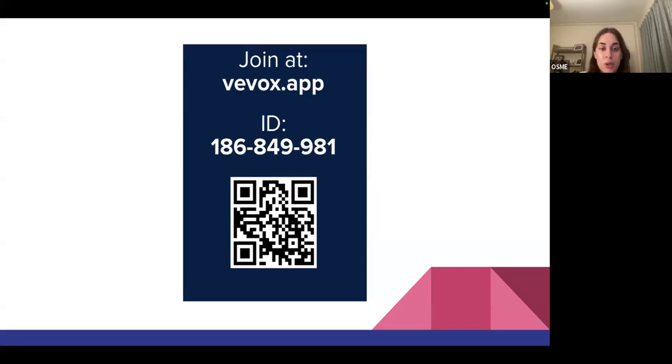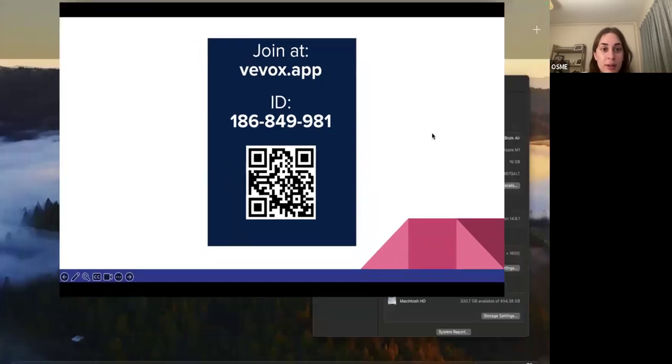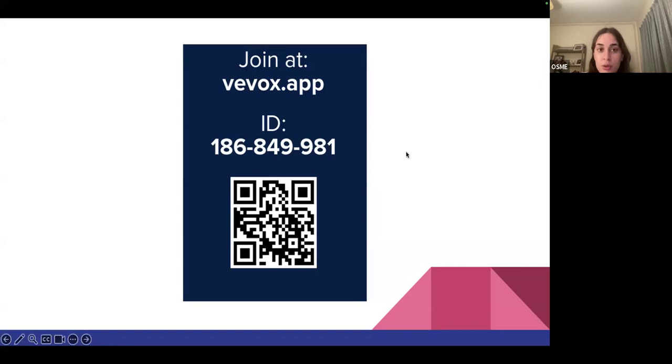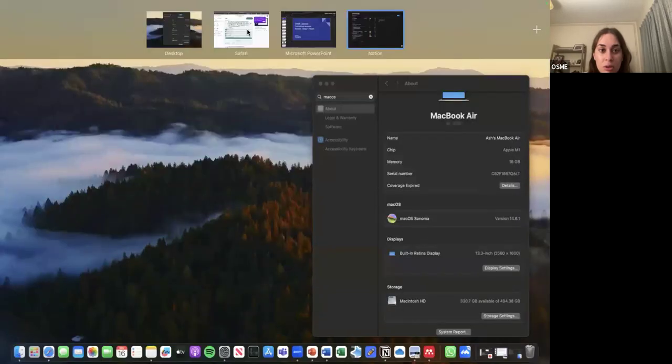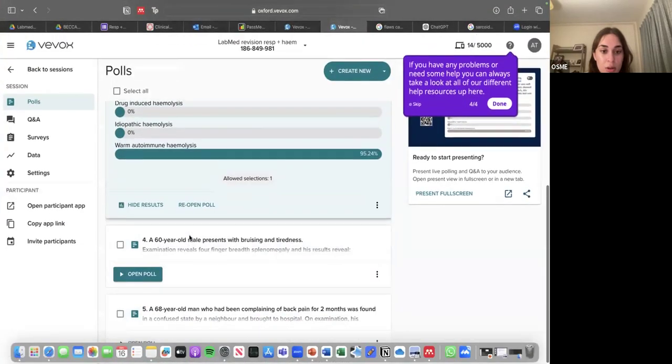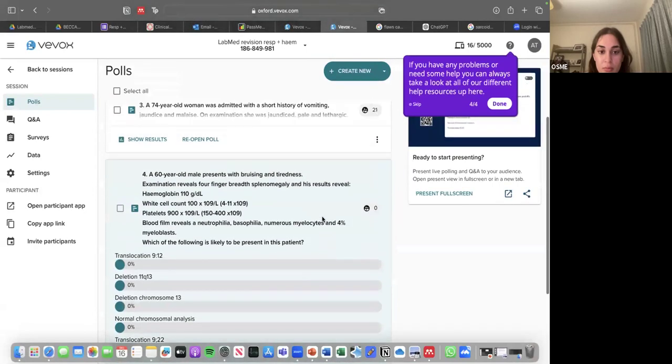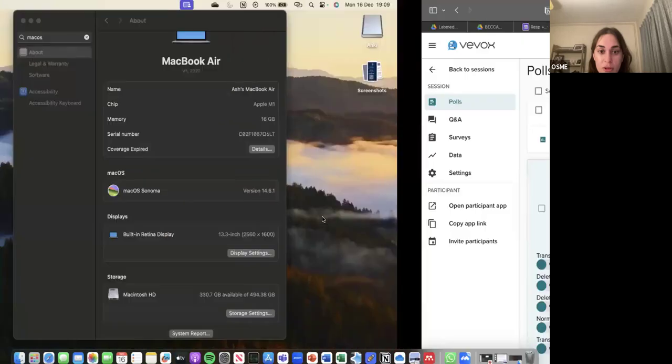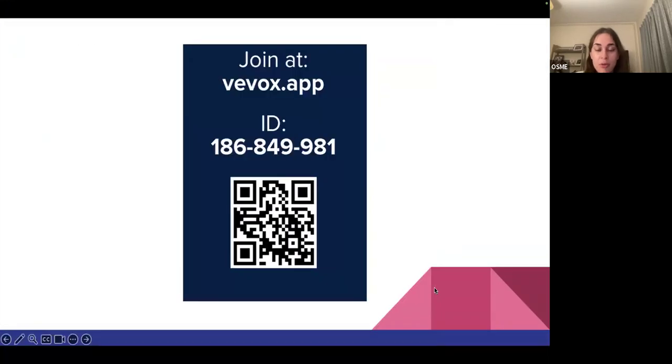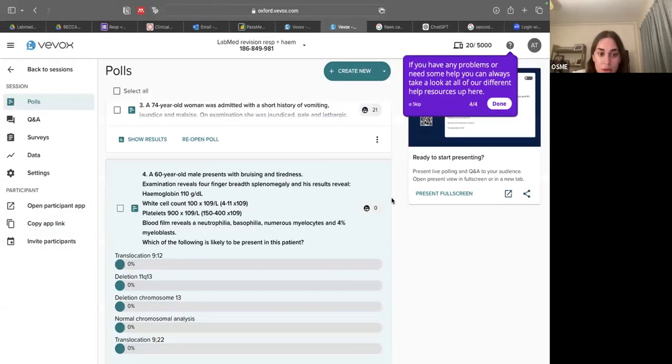So we'll do a couple more questions now. If people have managed to scan the code, I will flick back onto VBox. So if people scan on, okie doke. Are people in?